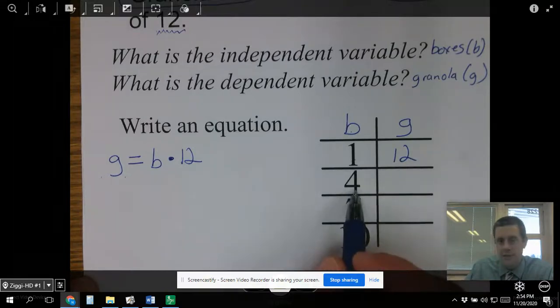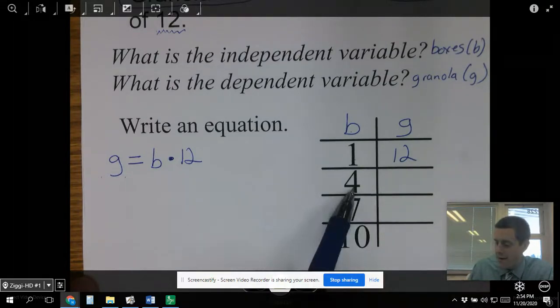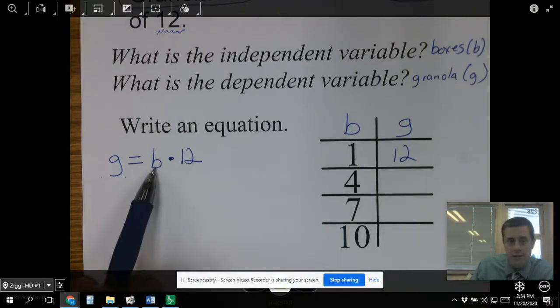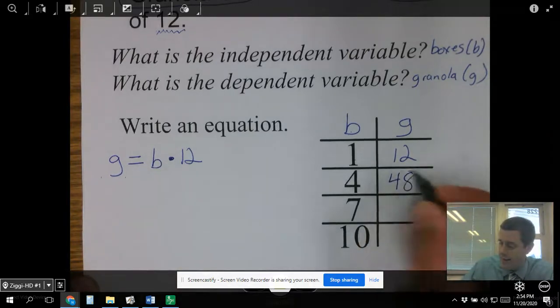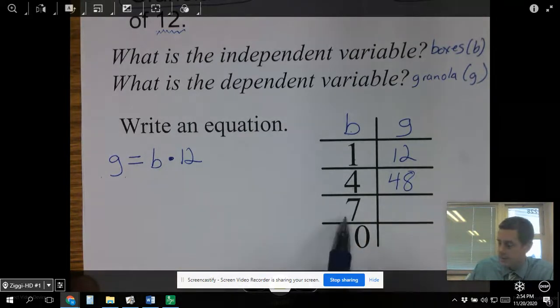My next option is 4 boxes. If I purchase 4 boxes, I can take this 4 and plug it into the variable B. 4 times 12, I would get 48 granola bars.